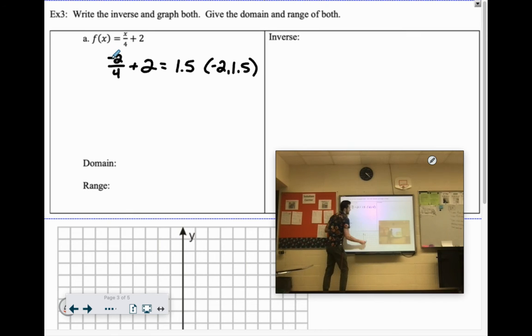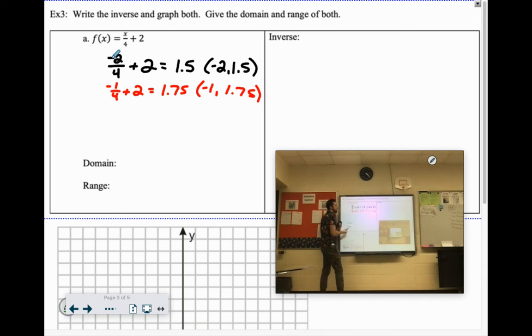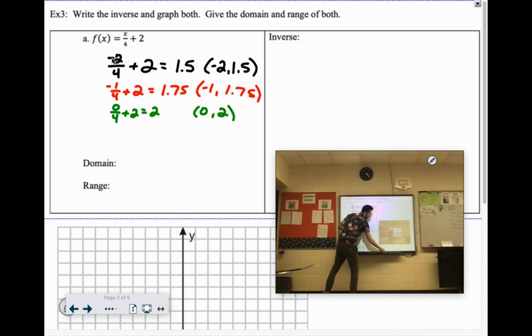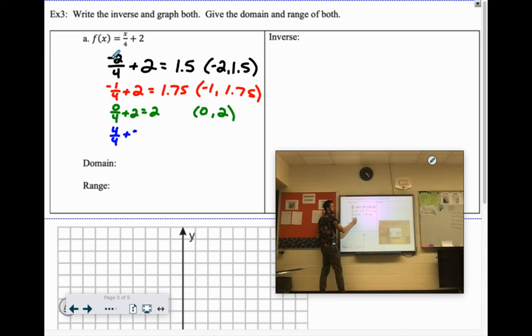If we were to choose negative 1, negative 1/4 plus 2 would be 1.75. So we have (negative 1, 1.75). Now these are going to be so close, we might want to pick ones that are further apart. If we chose 0, 0 over 4 is 0 plus 2 is 2. So we have (0, 2). Let's pick some larger numbers to reflect. If we were to pick 4, 4 over 4 is 1, plus 2 is 3. So we have (4, 3).